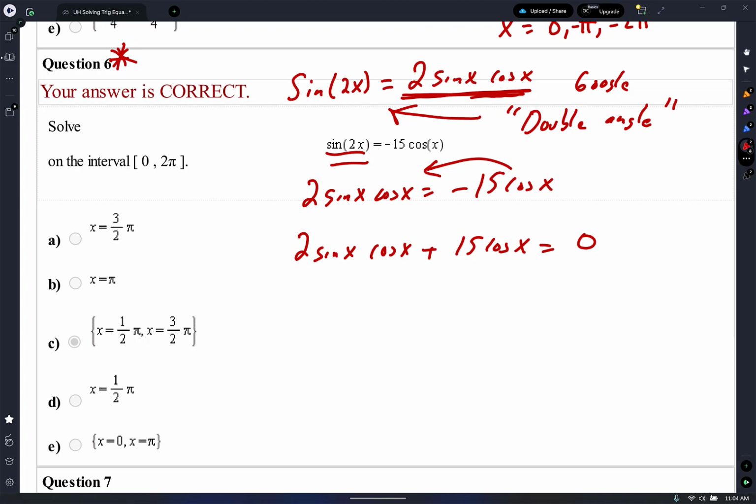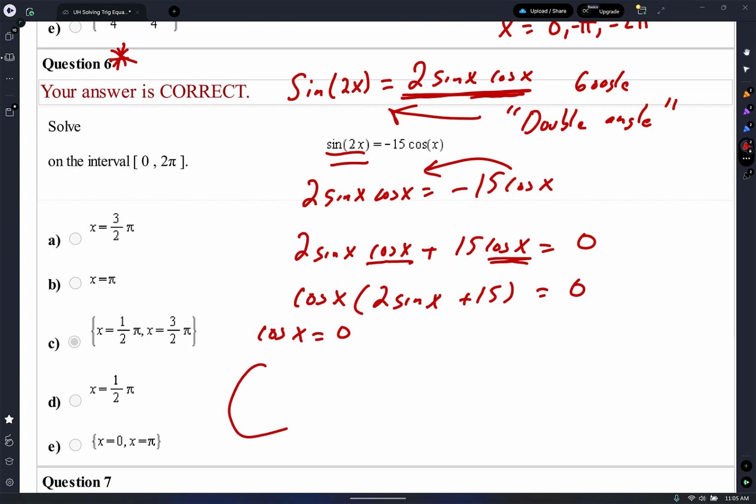The next move, I see a cosine x in this product, so that means I can factor out a cosine x. 2 sine x plus 15, close it, equals 0. And then you just use logic. Don't be a robot. The only way this expression will equal 0 is if cosine x equals 0. That's not the only way. There's another way, right? If that expression is 0 as well. I draw my unit circle and I say, where is cosine x equal to 0? Well, cosine x is 0 on the vertical axis.